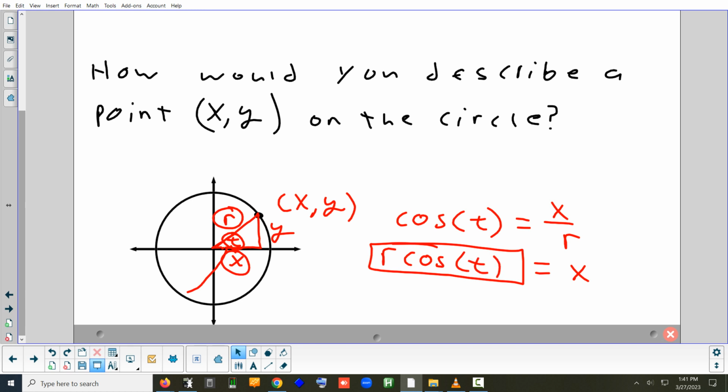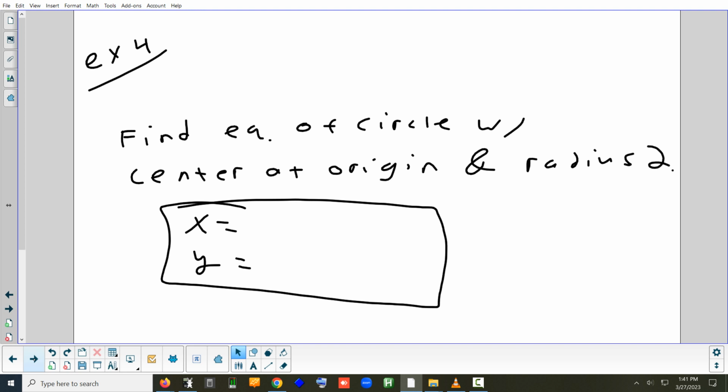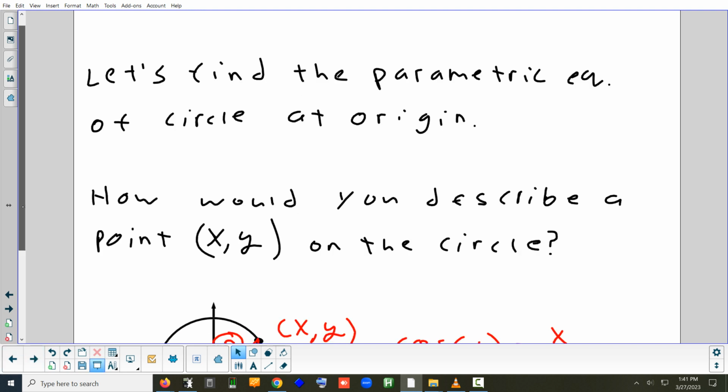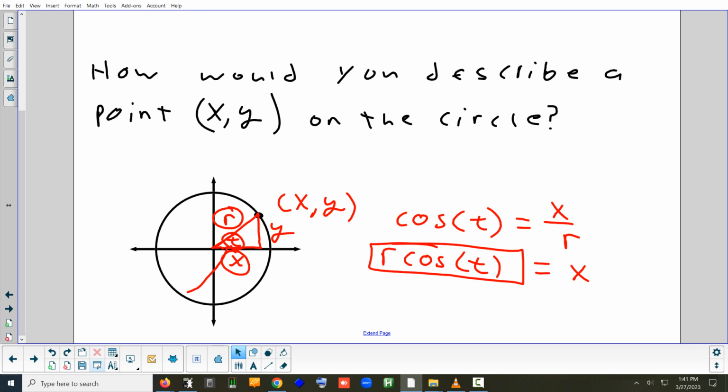R is a fixed value you would have to know in the problem, depending on the size circle they wanted you to draw. R would be 2. I think we're going to do 2 in a minute. Radius 2. And based on the formula I just came up with for x, what would be the formula for y? R sine t. So these are the parametric equations that you use. Again, you need to know R to draw a circle.